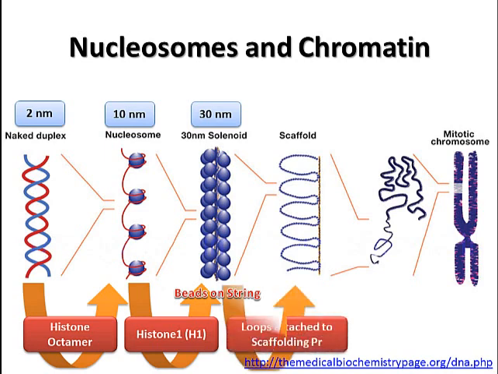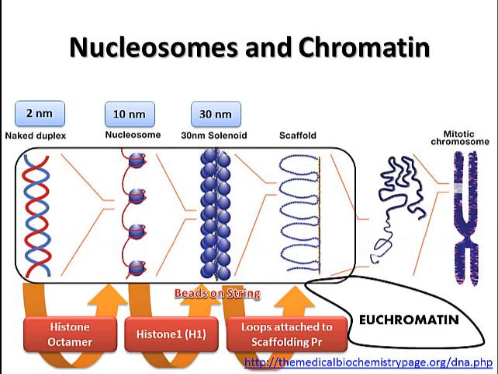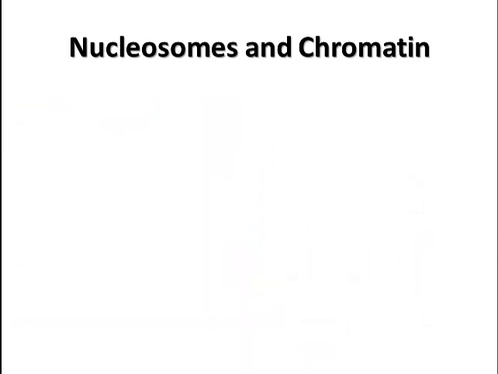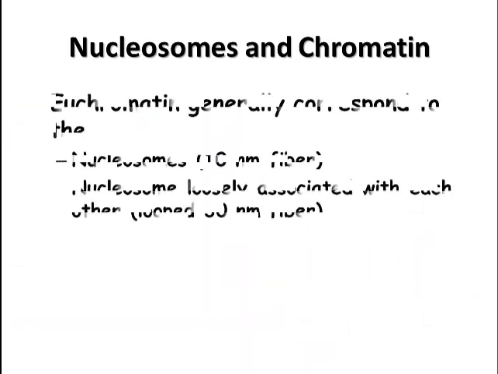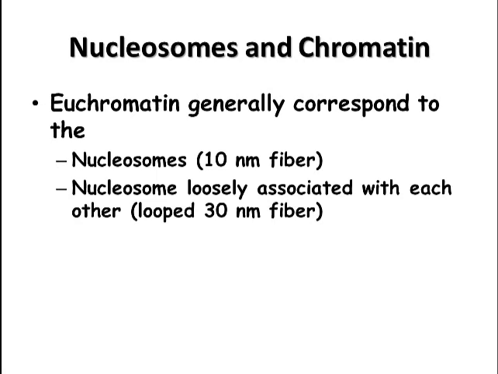They are placed on scaffolding protein in the next step. Approximately up to this stage could be called euchromatin. As we said, this organization goes on, but usually they are not the concern of step 1. This is important to remember that euchromatin generally correspond to the nucleosome. They are 10 nanometer fiber, nucleosome loosely associated with each other, looped 30 nanometer fiber.